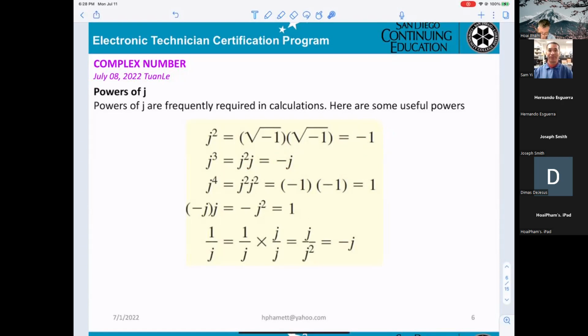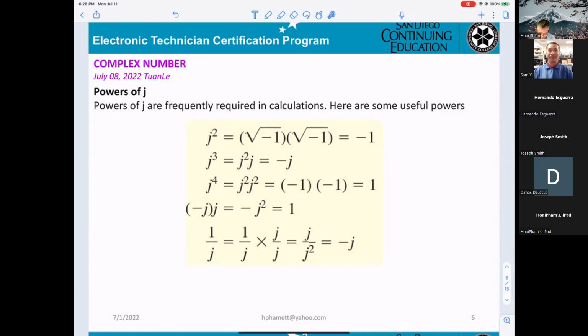J to the fourth means J squared times J squared. So minus 1 times minus 1, you get 1. Or minus J times J. J times J is J squared, so minus J squared equals 1, since J squared equals minus 1. Minus times minus 1, you get 1.